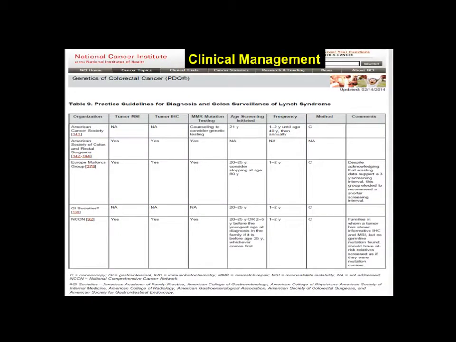We do have good clinical management guidelines. There's good consistency between the ACS, the GI societies, the European group, and NCCN around the central importance of tumor testing, targeted mutation testing, but even of screening, starting early and repeated often. Way more controversy over whether to do any extracolonic screening.